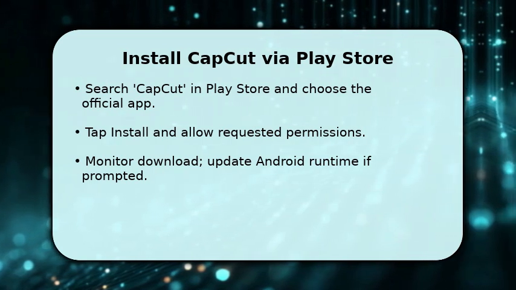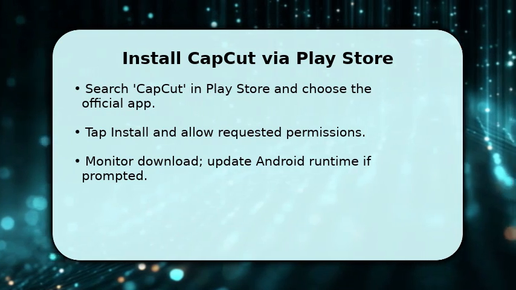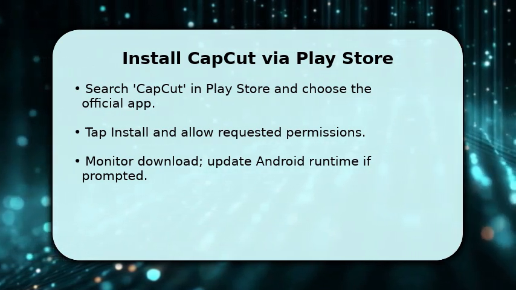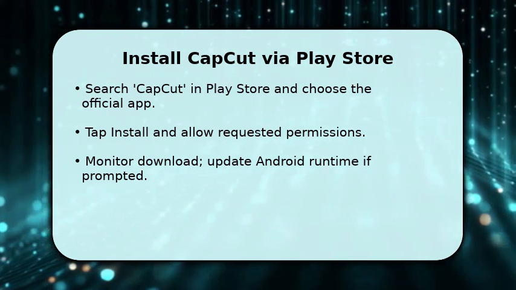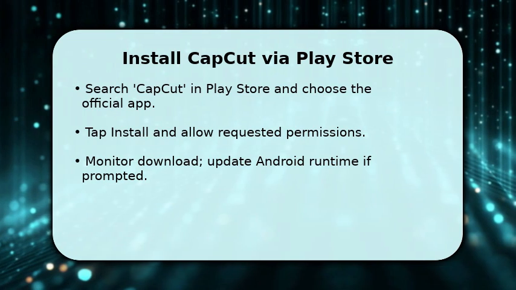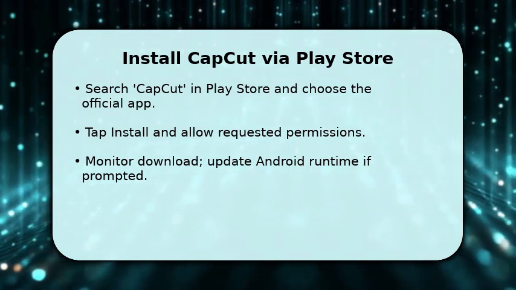If the Play Store requests an Android runtime or WebView update, allow it. These enable app compatibility. Once installed, open CapCut and grant any runtime permissions. You may notice slightly different UI behavior on larger screens. That's normal because the app is Android native running on Chrome OS.